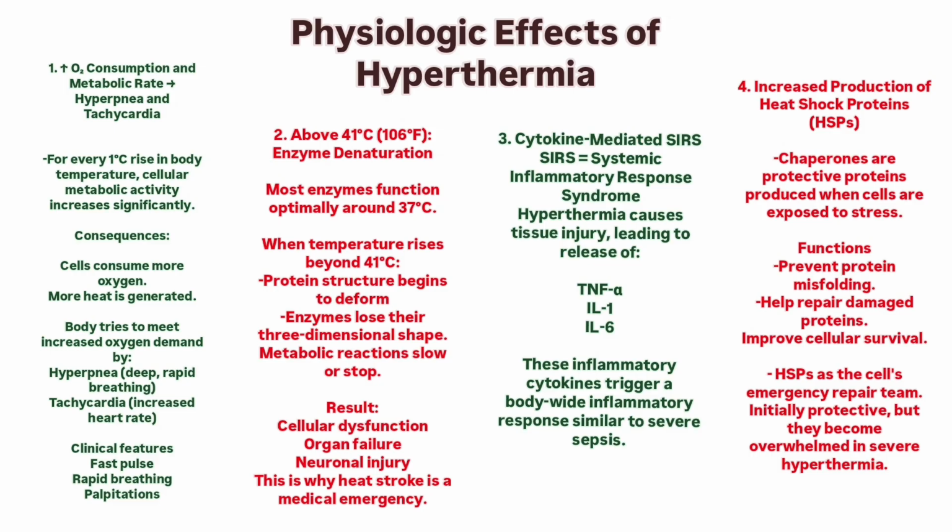Now let us discuss the physiological effects of hyperthermia. In hyperthermia, as we all know, for every degree rise in the body temperature, the cellular metabolic activity will increase significantly. So definitely the cells will consume more oxygen and more heat is generated. The body tries to meet the increased oxygen demand by deep and rapid breathing, which causes hyperpnea, and increased heart rate.